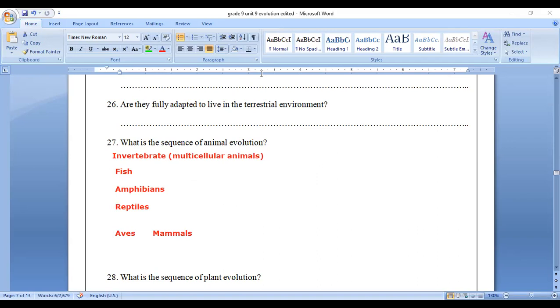It's not a bigger thing. These are my perceptions on how to put these ideas into your brain. So from the invertebrates, fishes appeared. From the fishes, amphibians appeared. From the amphibians, reptiles appeared. From the reptiles, aves and mammals appeared.